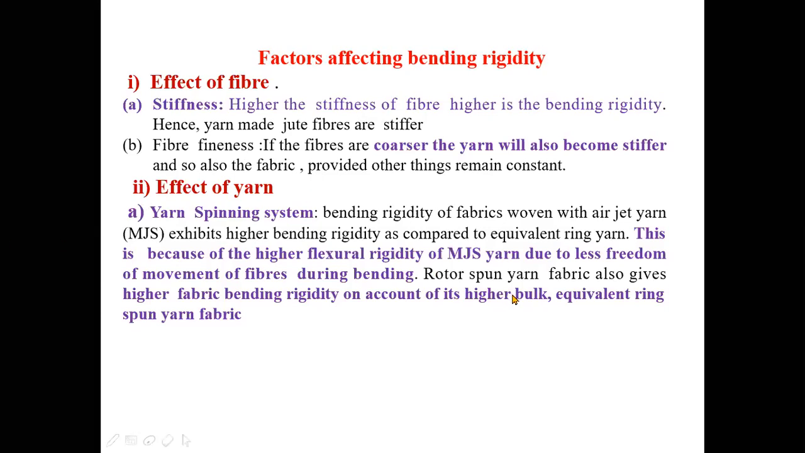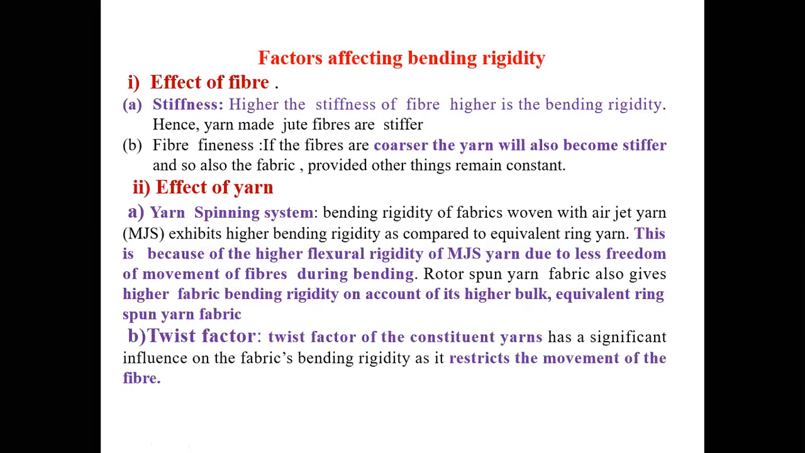Similarly, you can say the case of the rotor yarn. Rotor yarn fabric also gives a higher fabric bending rigidity on account of its higher bulk compared to the ring spun yarn. Now, in the case of the rotor spun yarn, it is bulkier. That's why its coarseness, its diameter is more for equivalent count, and this gives the higher bending rigidity. But always remember that if you compare the bending rigidity of the fabrics, then the fabric made out of the air jet yarn is always stiffer in comparison to that made out of ring yarn as well as the rotor. Now next is the twist factor.